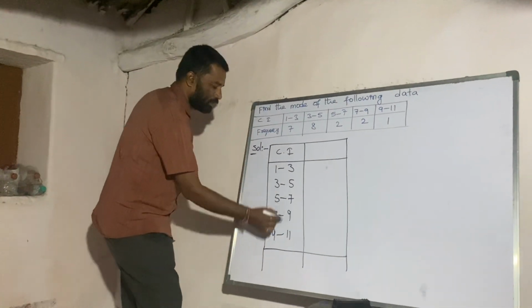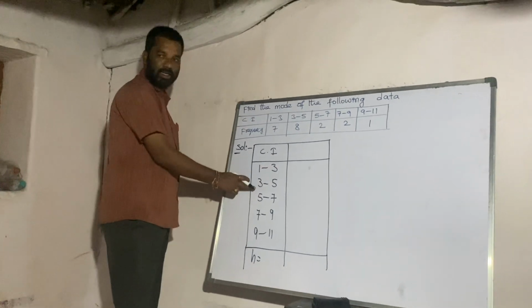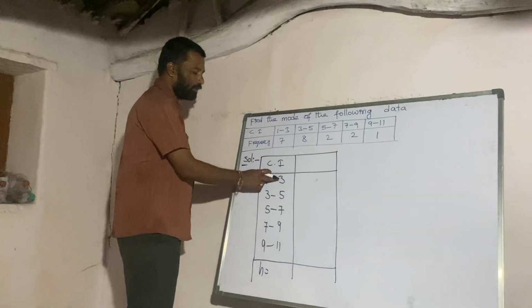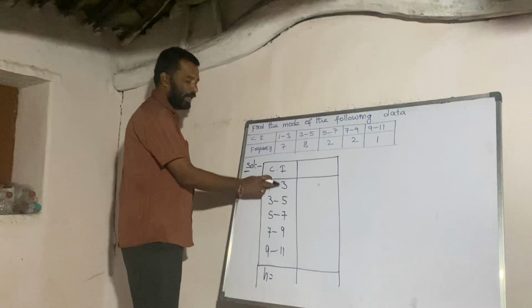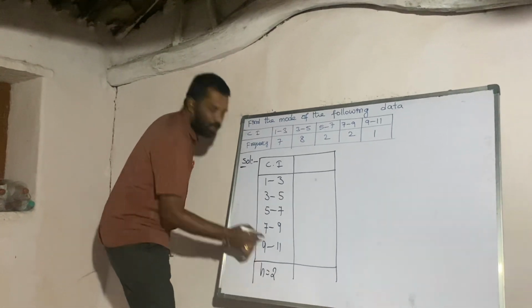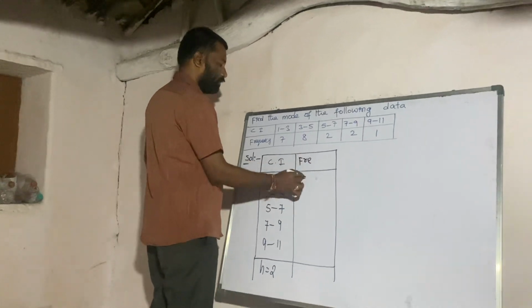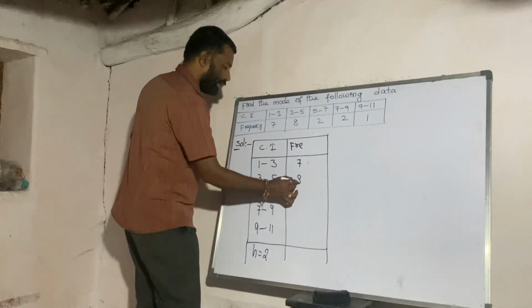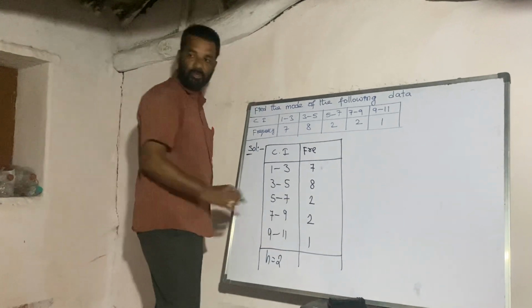After writing this class interval, we write the h value, the class size, which is the difference between any two consecutive lower limits or the difference between any two consecutive upper limits. 1 to 3 difference 2, 3 to 5 difference 2, so h value is 2. Frequencies: 7, 8, 2, 2, 1.